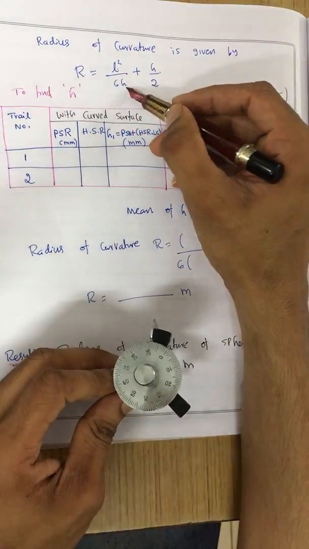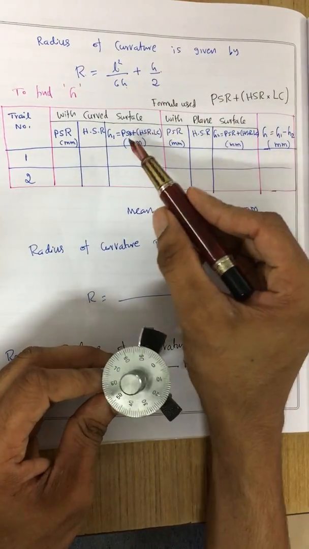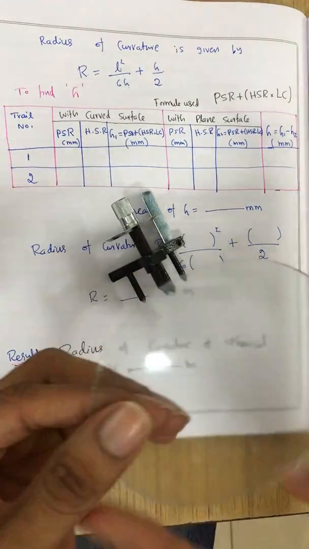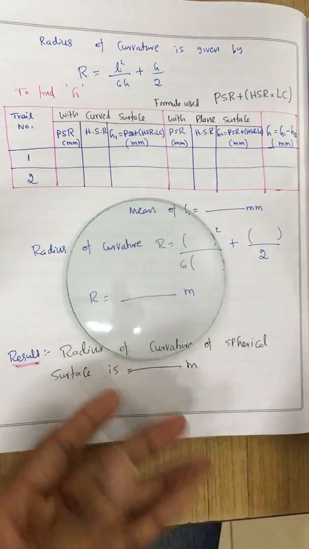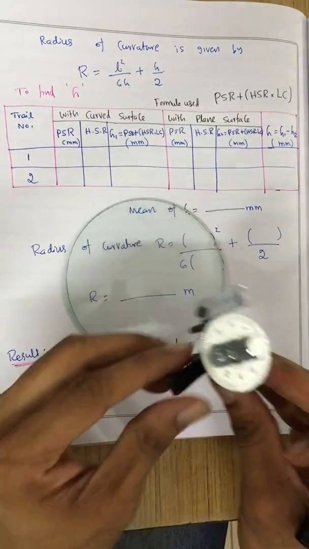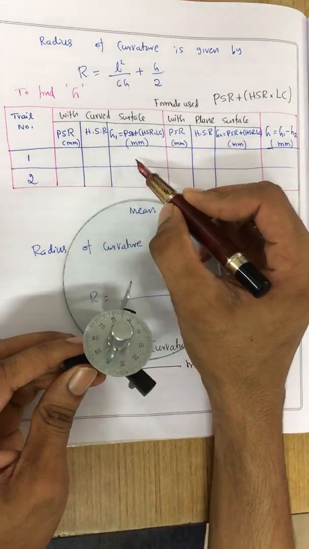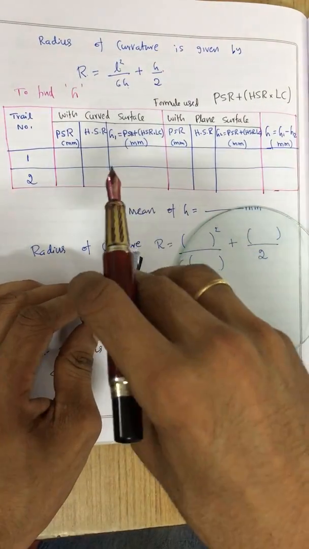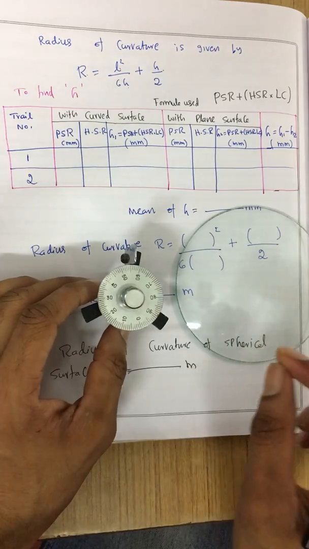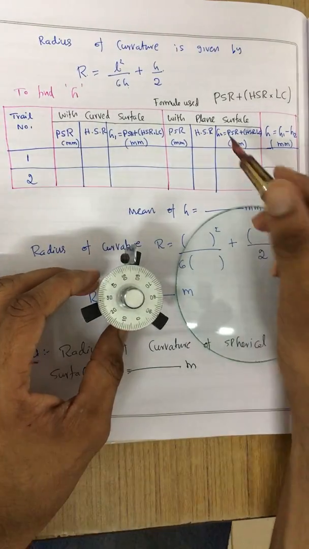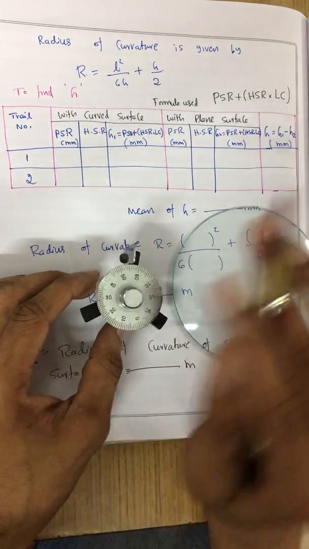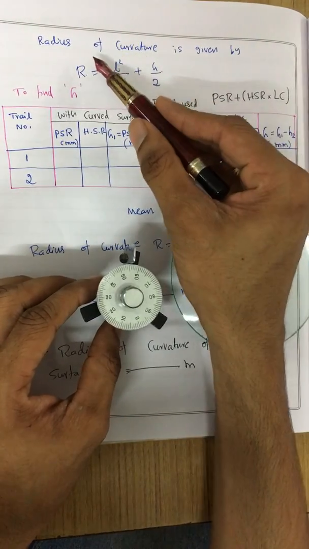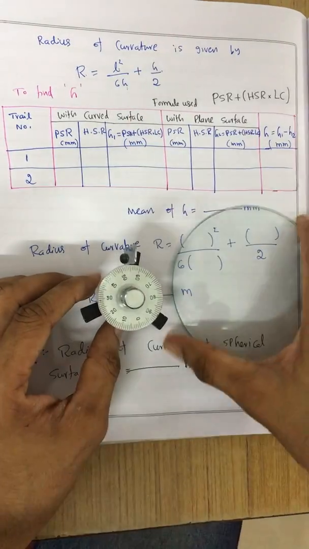Now how to find h? To find h, we have to do two things. One is with the curved surface, where we find the radius of curvature of this spherical surface. First we place it on the spherical surface and note down a value, which is going to be h1. Next, we place it on a plane surface. It could be a table or anything, but it should be plane. We find one more reading, which we call h2. Then we take the difference. The difference is going to be h.